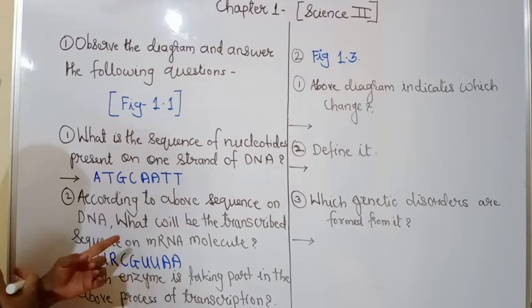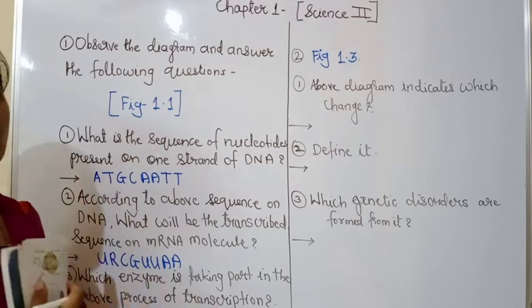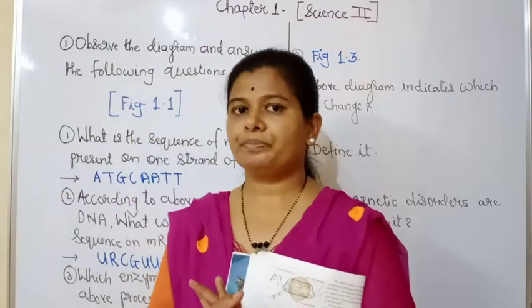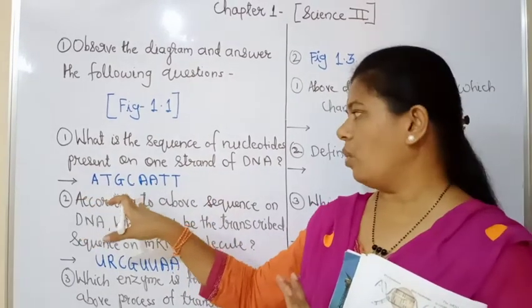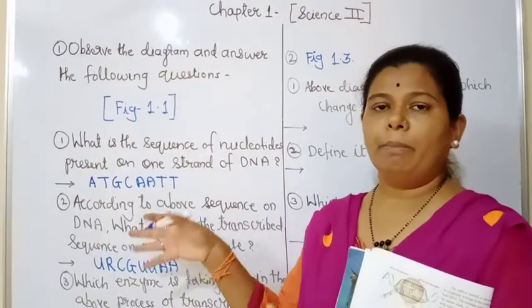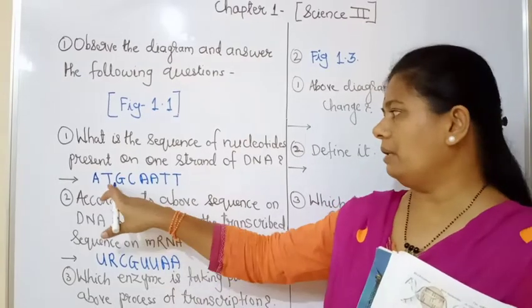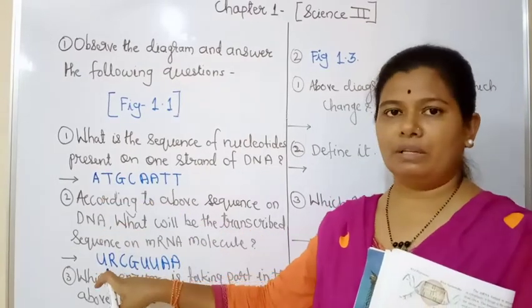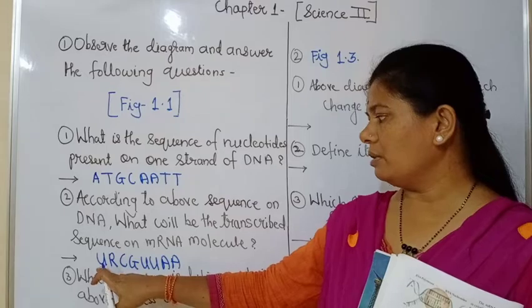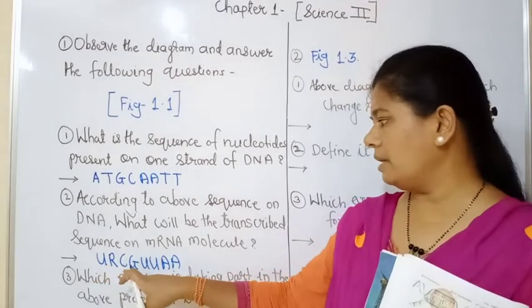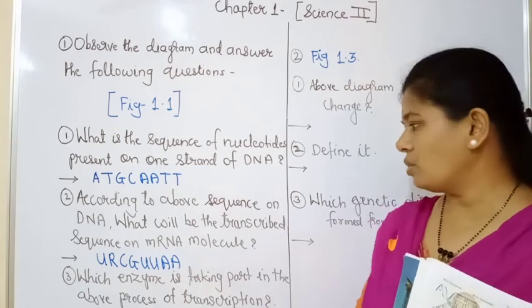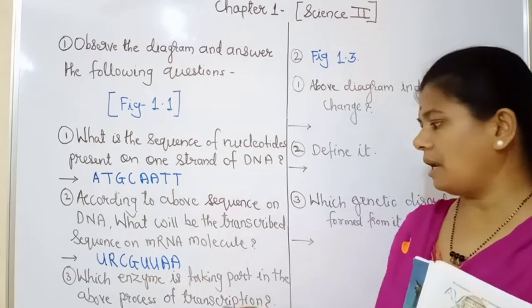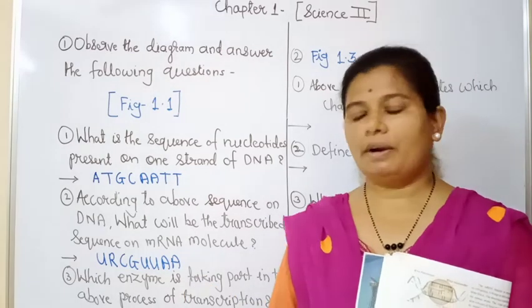The sequence is U, R, C, G, A, A. As you know, regarding the nucleotides of DNA and RNA, on DNA there are adenine, thymine, guanine and cytosine, but in RNA thymine is replaced by uracil. So you can see here the sequence is U, R, C, G, A, A.